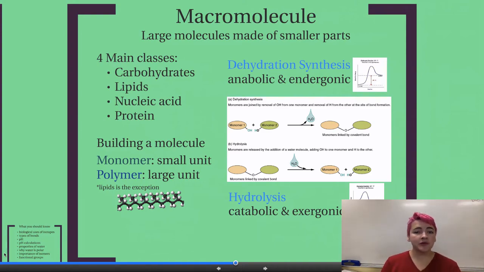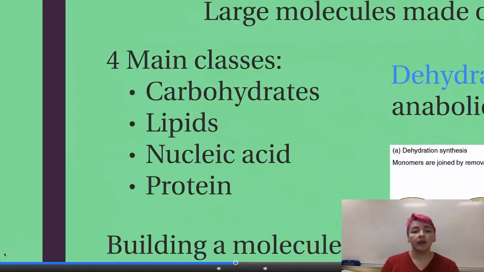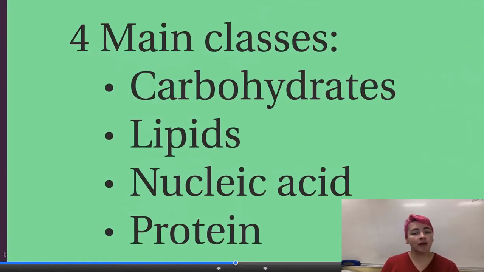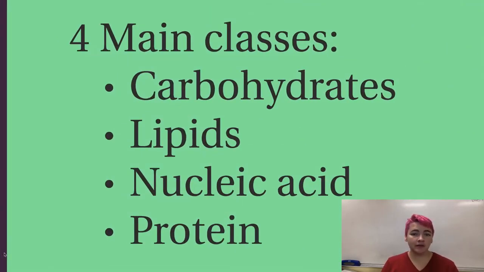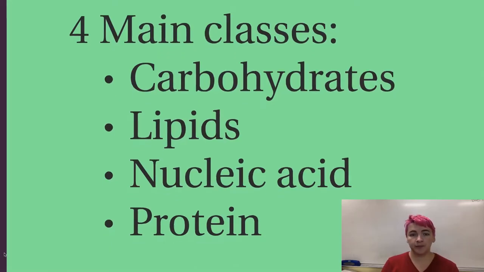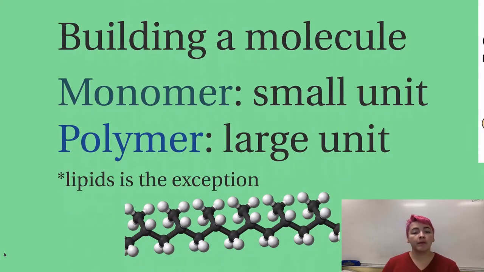Macromolecules. Macromolecules are larger molecules made of smaller parts. There are four main classes of macromolecules. We have carbohydrates, lipids, nucleic acids, and proteins. When we're building a molecule, we put together small units called monomers in order to create a polymer. The polymer is a large unit.